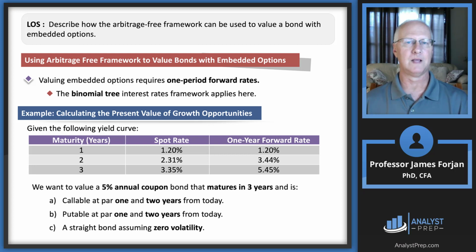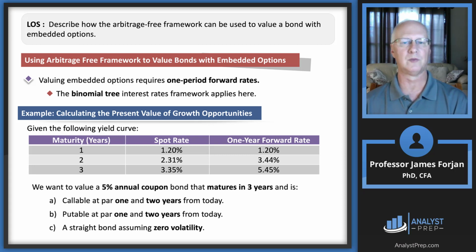How about this LOS that sounds almost identical to what we did in that previous chapter, with the exception of this LOS in this reading has the word embedded in it. So we're going to use this same process that we did in the previous reading. Notice the binomial interest rate tree framework applies here.